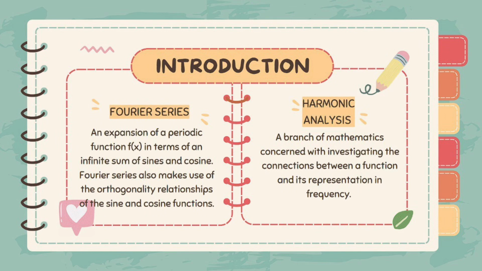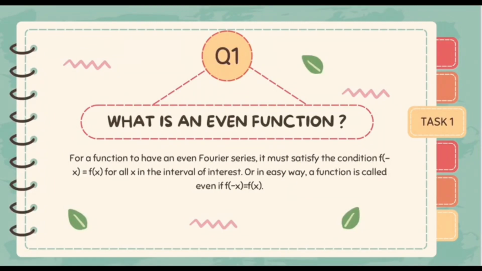Before we start with the question, we must know and understand what the Fourier series and harmonic analysis are. First, the Fourier series is an expansion of a periodic function f(x) in terms of an infinite sum of sines and cosines. The Fourier series also makes use of the orthogonality relationships of the sine and cosine functions. And harmonic analysis is a branch of mathematics concerned with investigating the connections between a function and its representations in frequency. So for task 1, I will explain equation 1, which is about an even function.